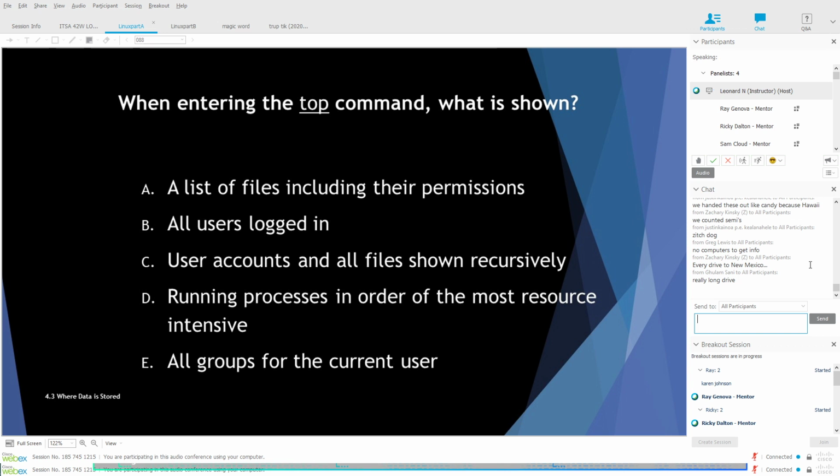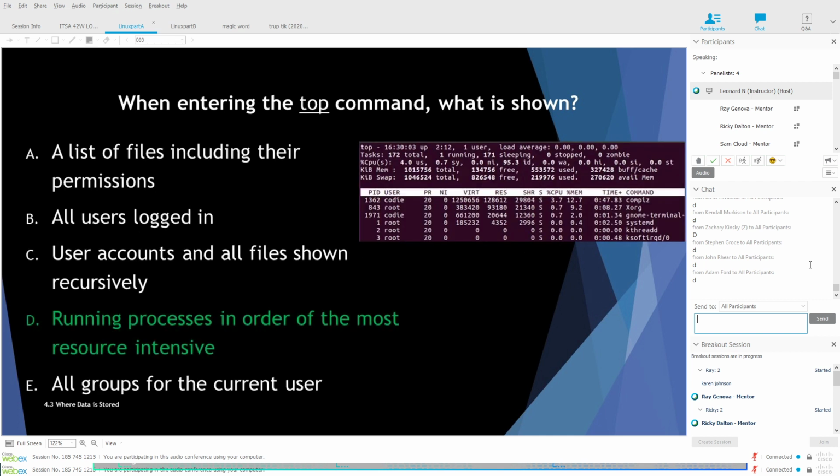All right. When you enter the top command, what is shown? Back to our review. Yeah, our running processes in the order of the most resource intensive.